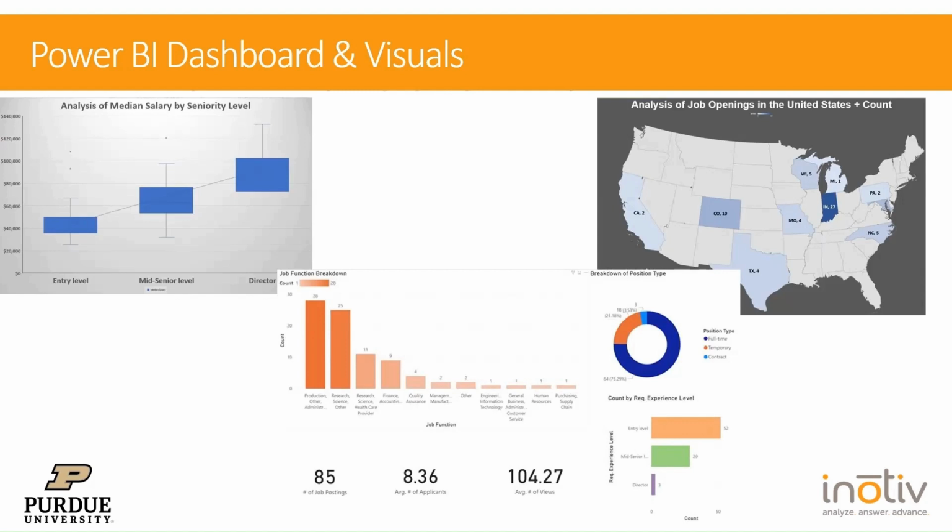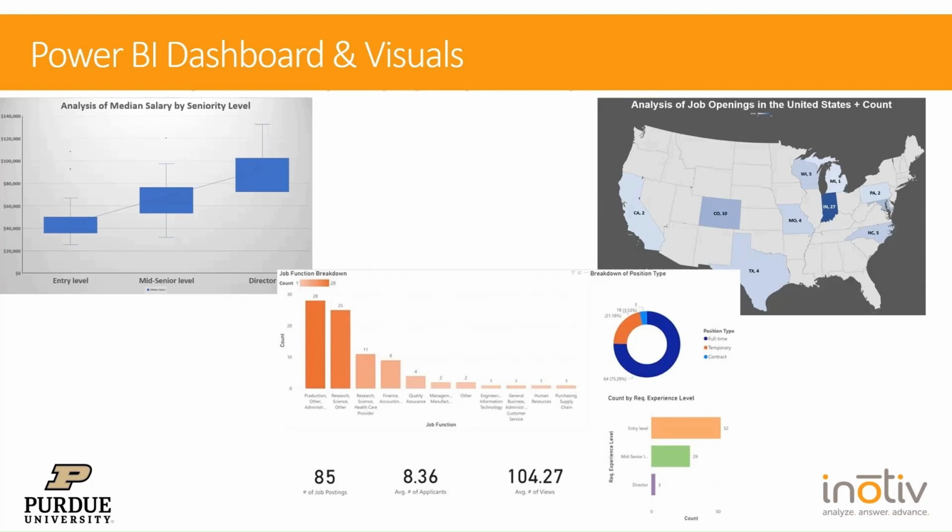In the bar chart, we see that a majority of the jobs focus on production, administrative roles, also research and science. Our donut chart looks more at the position type, and we see that a majority of all jobs are full-time. In terms of experience level or position type, we see that a majority are entry level, but there are also higher level jobs. There are 3 director jobs, and there are mid to senior level management. There are 29. In terms of the 85 job postings, there is an average of 8 applicants per and 104 views.